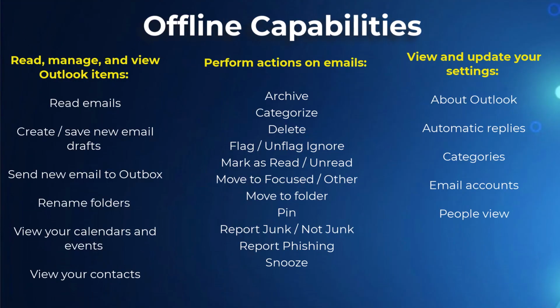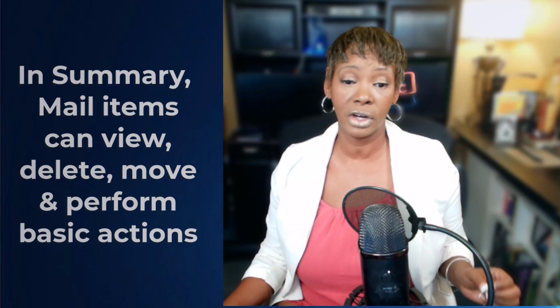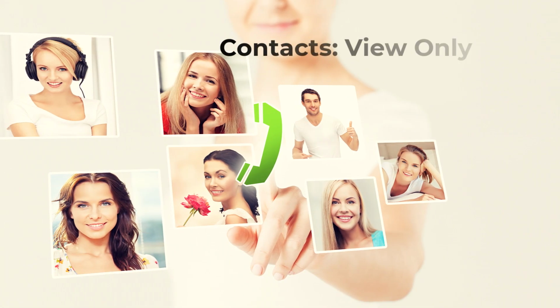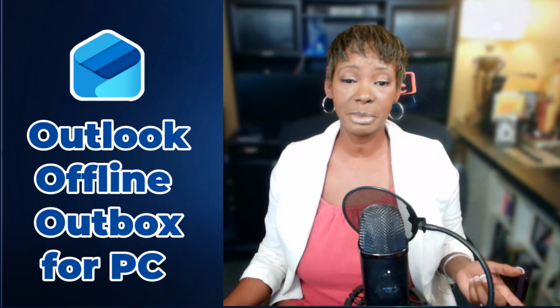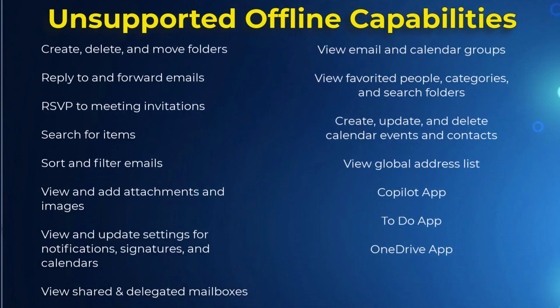Number 2, you can perform 22 mail actions. I won't read all of them to you. The list is shown on my screen. In summary, you can view and perform many of the mail functionalities, but for calendar events and contacts, you only have view-only capabilities. So that leads me to what you cannot do in New Outlook offline mode. Here's the full list of things that you cannot do while offline in phase 1 mode.